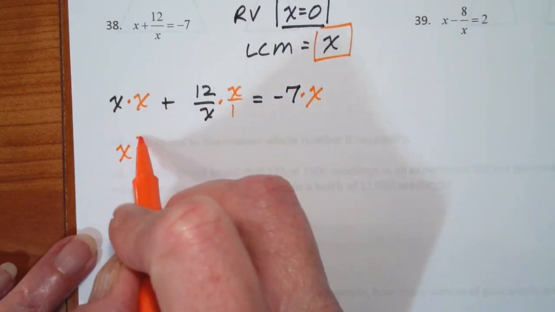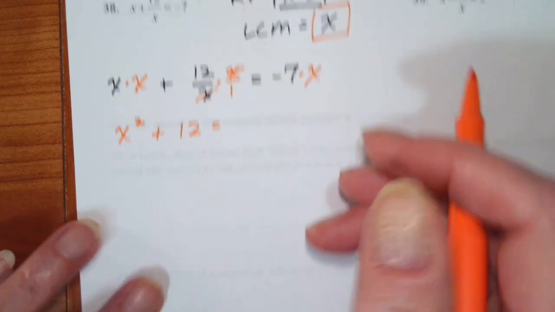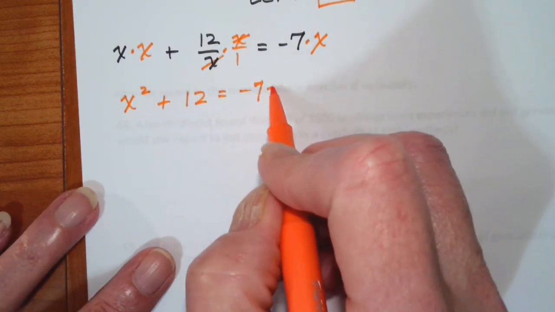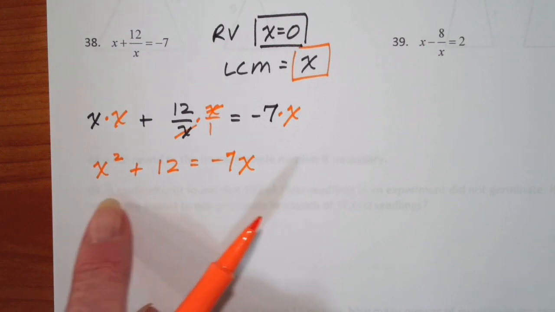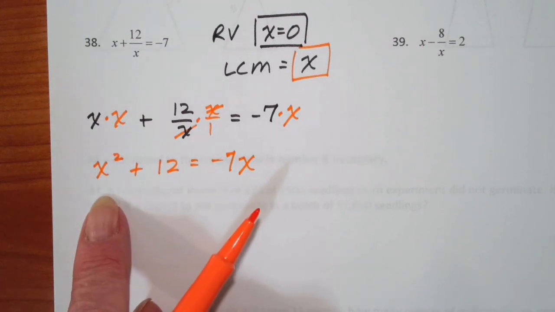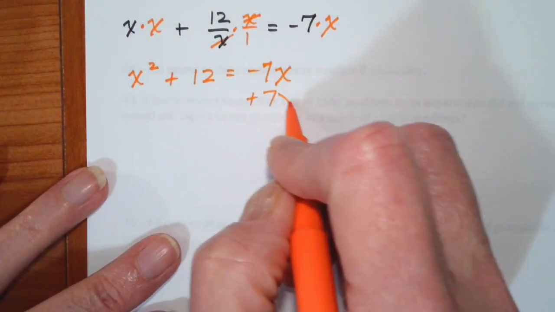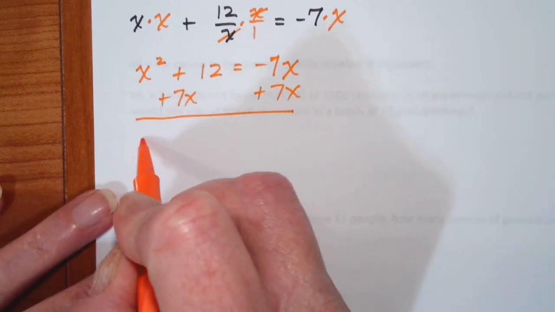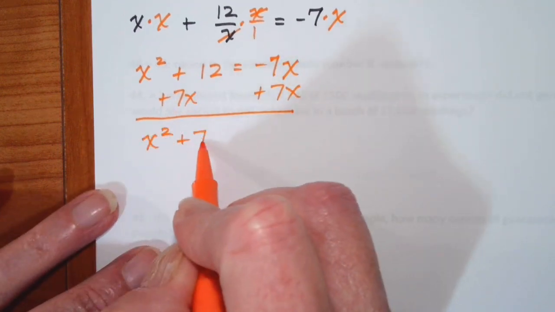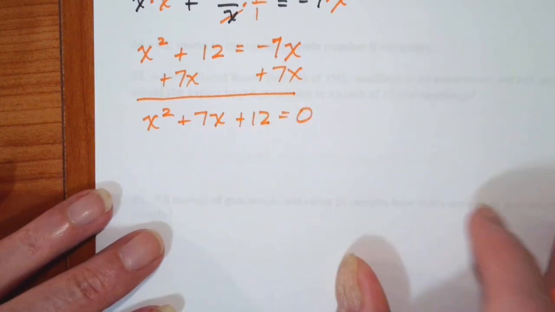So this gives me x squared, here the x's cancel, plus 12 is equal to negative 7x. Now I notice that this one is different. This one is a quadratic, so I can't get the x by itself. I have to set it equal to 0 and factor. So I'm going to add 7x to both sides, and I'm going to write my answer in descending order. So I have x squared plus 7x plus 12 is equal to 0.